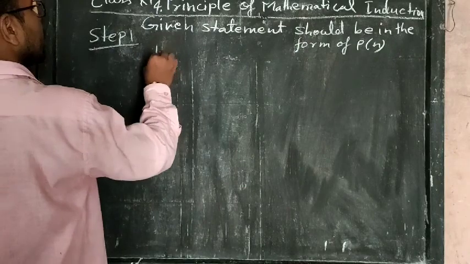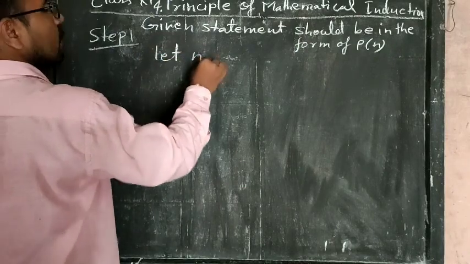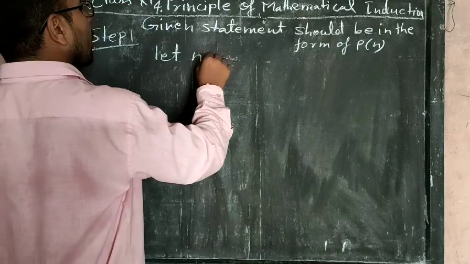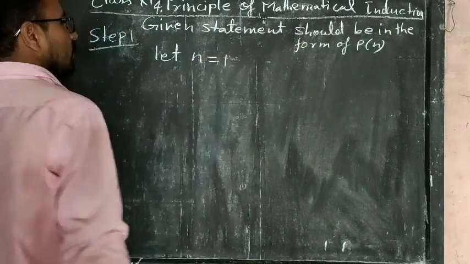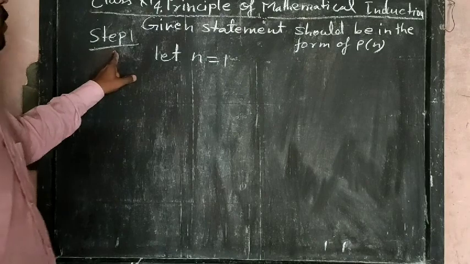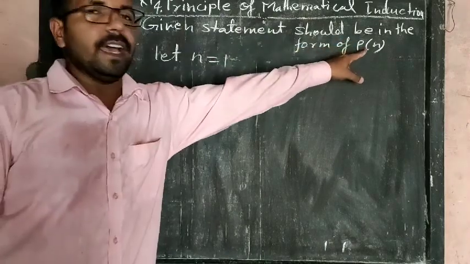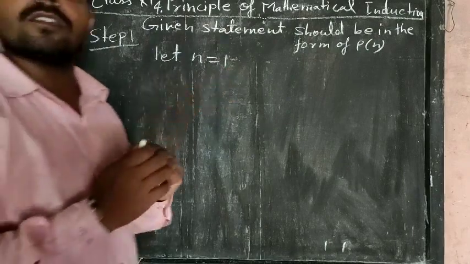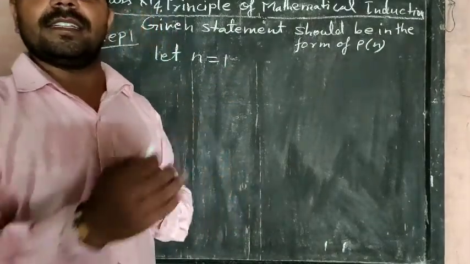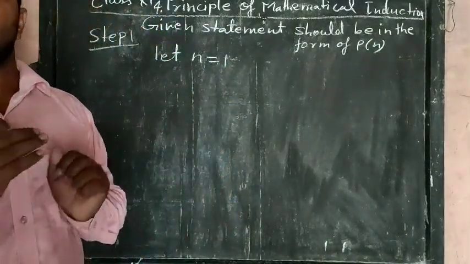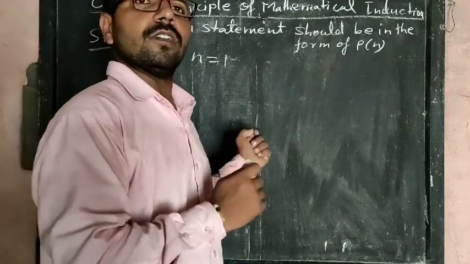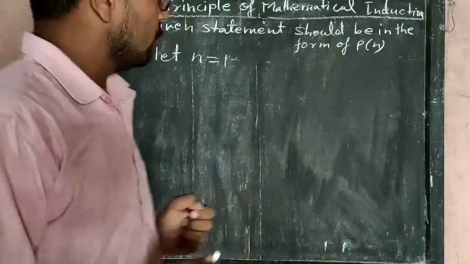After that, step number 1. So first we will check it here, n is equal to 1. Suppose we have got here n is equal to 1. At the place of n, we will put 1, and we will solve the LHS side and RHS side. So that means we are getting equal. Then we will say it is true for n is equal to 1.